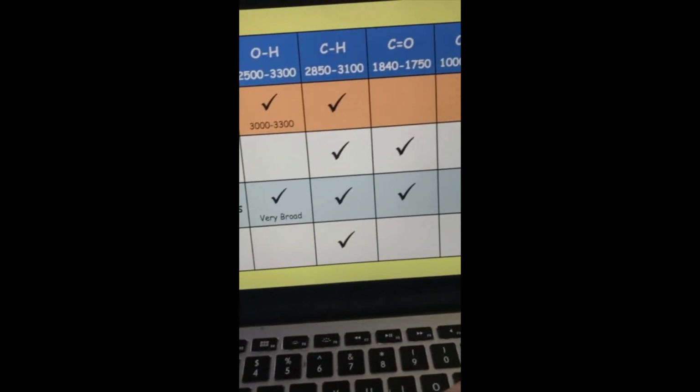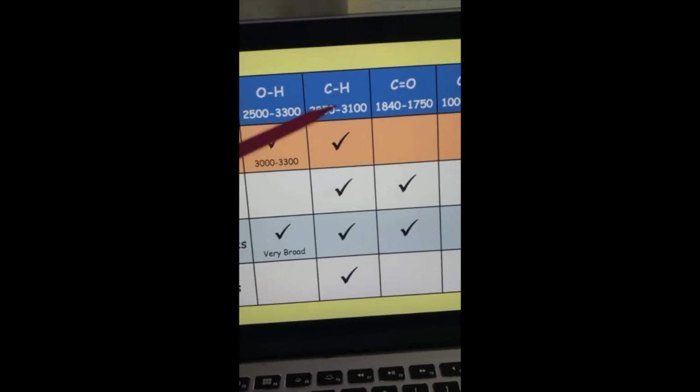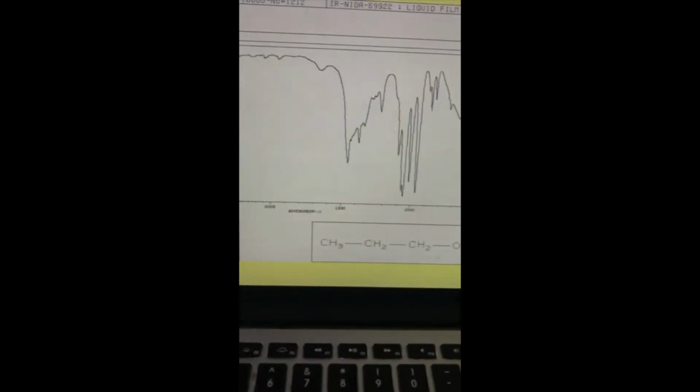And that's at about 2,900, something like that. So again, if I scroll back, your CH should be between 2,850 and 3,100. So that's what we're seeing there. So with an alcohol, you always get this double dip. The first peak due to the OH, and then the second peak due to the CH. You also should have one somewhere around 1,000, well, this one's coming up at about 1,450, something like that.